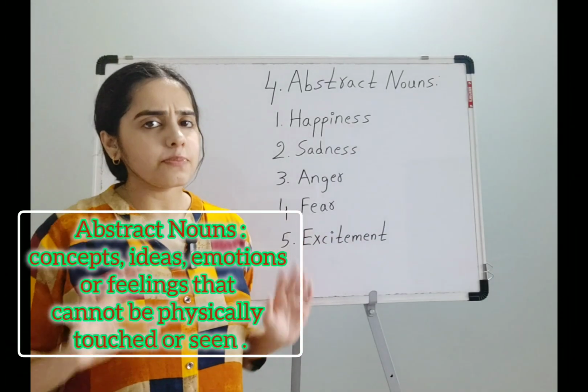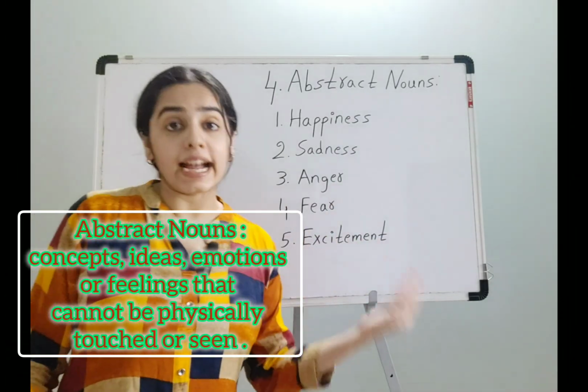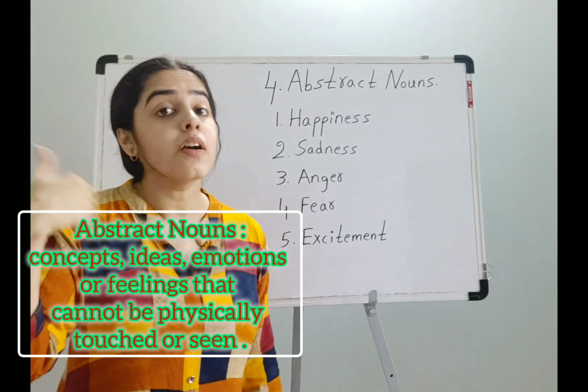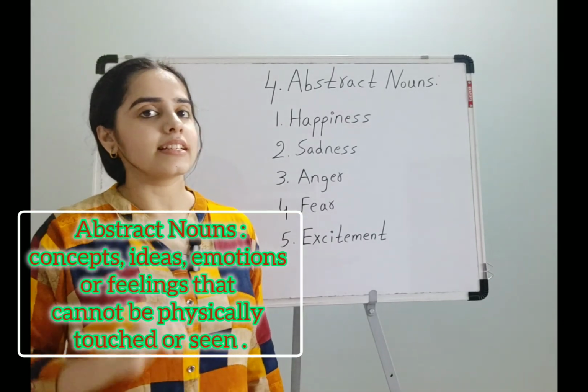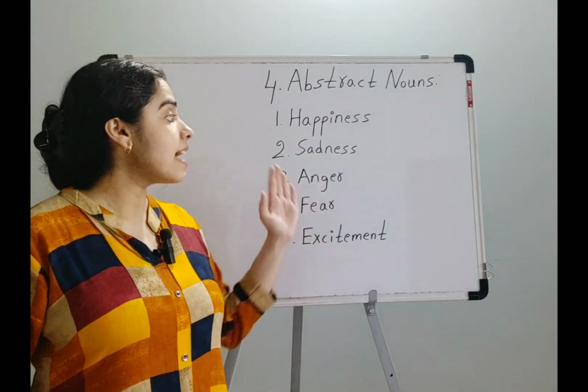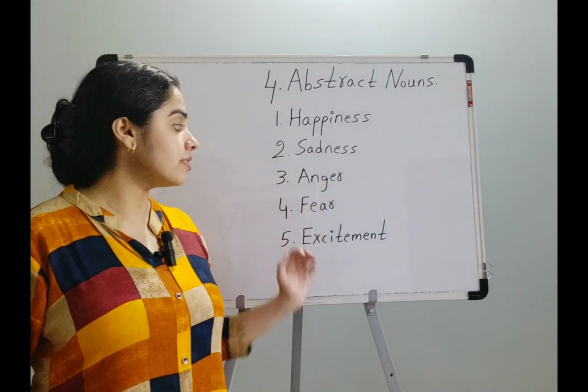Abstract nouns. Abstract nouns are concepts, ideas, emotions or feelings that cannot be physically touched or seen. Examples: happiness, sadness, anger, fear, excitement.